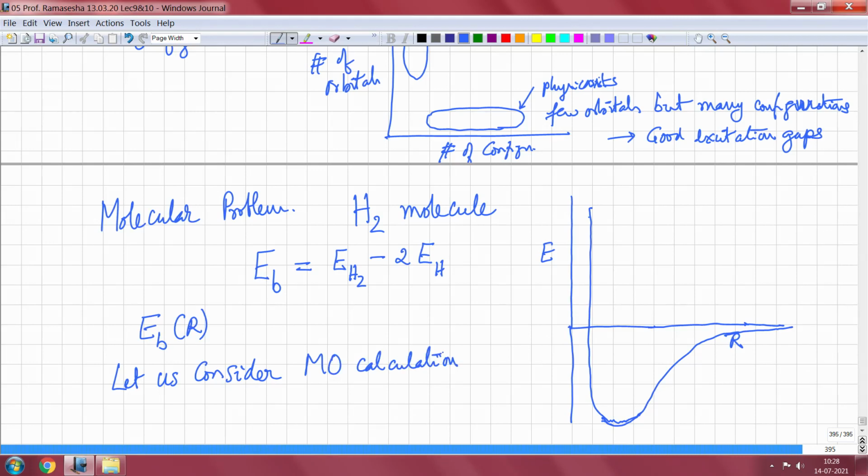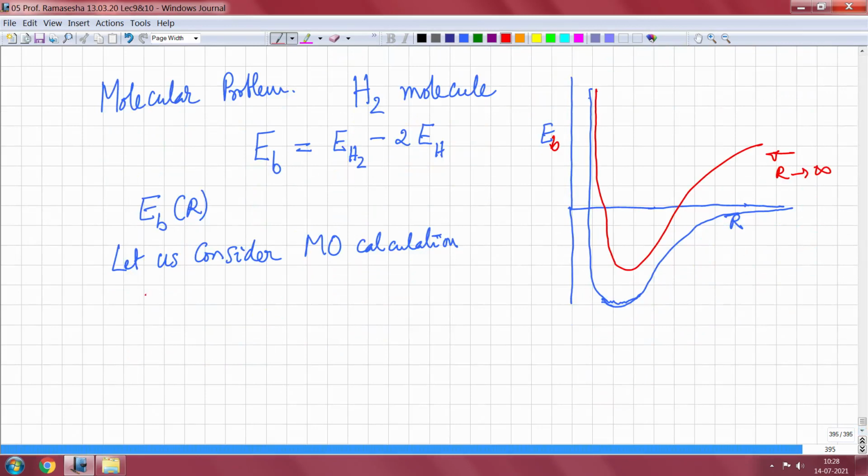So, if one does a molecular orbital calculation, what one gets is somewhat very different. So, one gets something like that. The point to note here is that as R tends to infinity, EB becomes positive. This is EB as a function of R. EB as a function of R goes to a finite positive value as R tends to infinity. This is of course wrong, right?